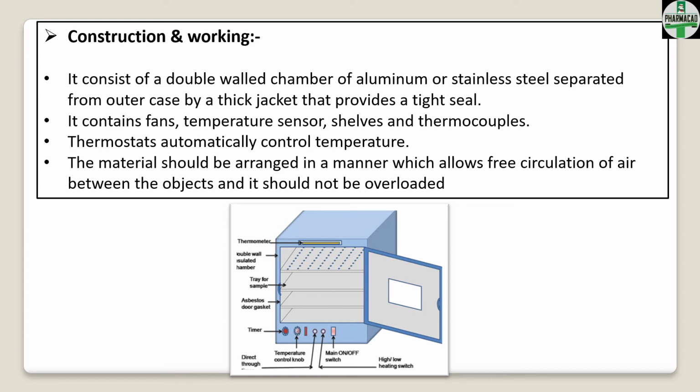It contains a fan. The fan will ensure even distribution of the heat. It also has a temperature sensor, shelves to keep your articles and objects, and a thermocouple. A thermocouple is a sensor used to measure temperature. A thermostat is kept which will automatically control the temperature. Say you are maintaining 160 or 170 degrees. To maintain the temperature, you need a thermostat.